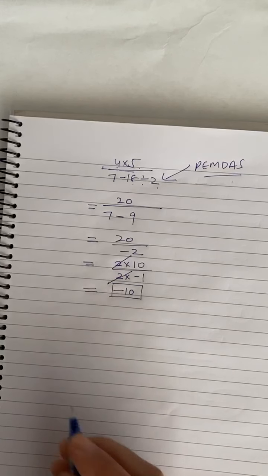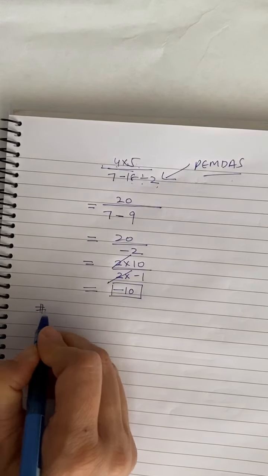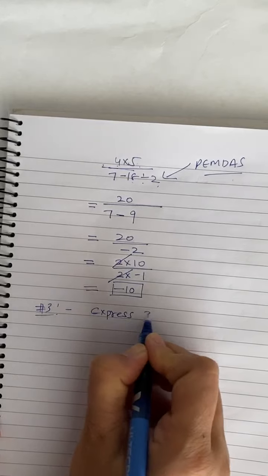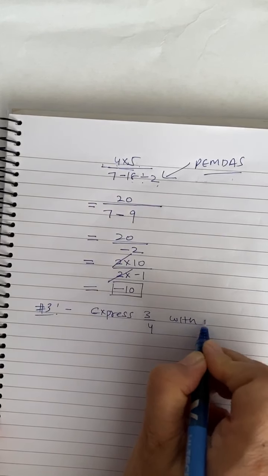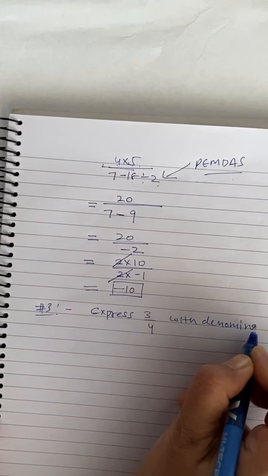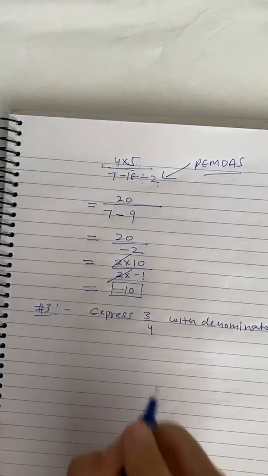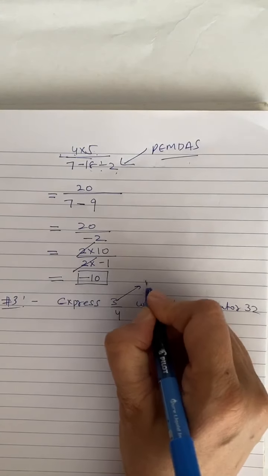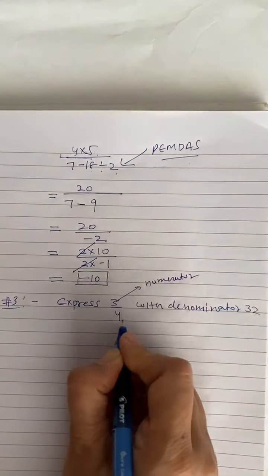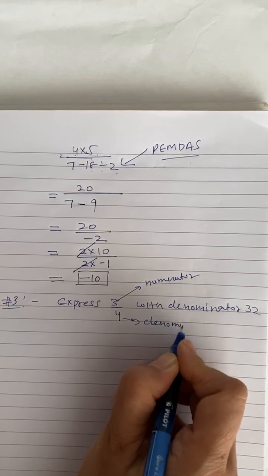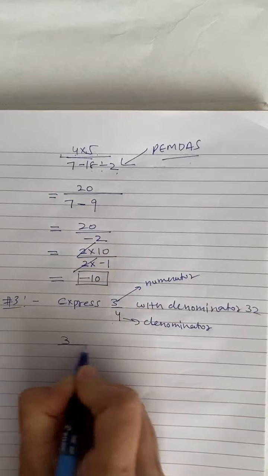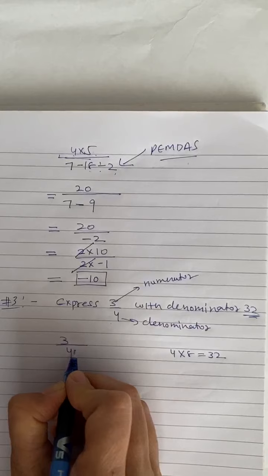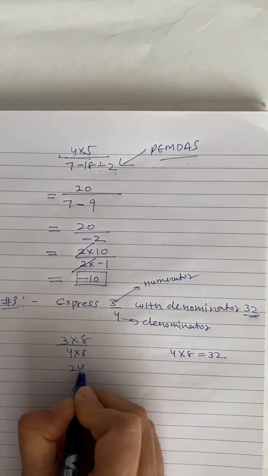Now the next one is, sometimes they ask you questions where they ask you to express 3 over 4 with denominator 32. So now which one is denominator? We need to remember which one is denominator here. This one is numerator and this one is D for down and D for denominator. So this is your denominator. So 3 over 4 and we need 32. We know 4 times 8 is 32. So we multiply by 8, we get 24 over 32.